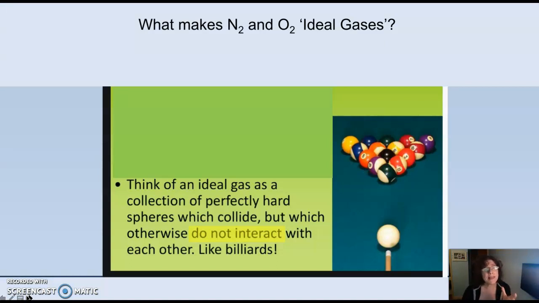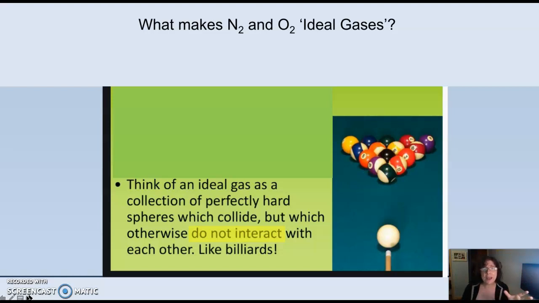Now, there's also a theory about ideal gases. We want to talk about that next. Nitrogen and oxygen, which are more than 90% of our Earth's atmosphere, are known as ideal gases. What are ideal gases? Ideal gases are like the pool balls on a pool table. They are gases that are so independent and so non-bonding that they are like the pool balls that knock into each other and just go their own way.